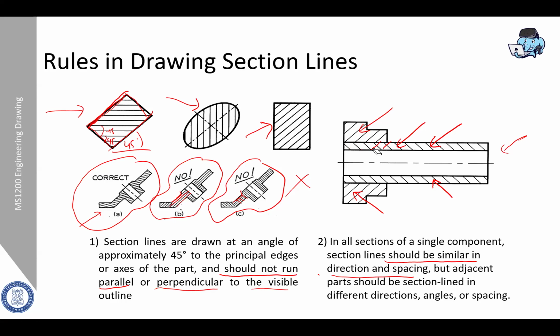Jadi ketika arsirannya itu sama untuk parts yang berdekatan, bersebelahan, kita jadi sulit untuk mengidentifikasi bahwa itu adalah dua parts yang berbeda. Oke. Jadi kalau misalnya ada parts yang berdekatan, maka arah arsirannya harus berbeda antara dua parts itu supaya kita bisa mudah membedakan bahwa ini adalah dua parts yang berbeda.